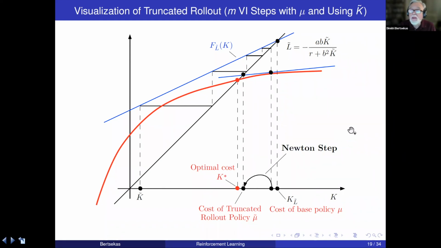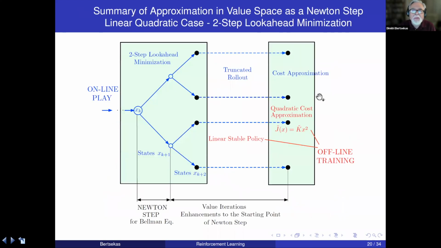Okay, so before we go into the second half of this lecture, I want to give a summary figure of approximation in value space as a Newton step. This is for linear quadratic problems, and this figure shows the two-step look-ahead minimization case: two-step look-ahead minimization followed by truncated rollout, and then a cost function approximation that involves some K tilde coefficient.